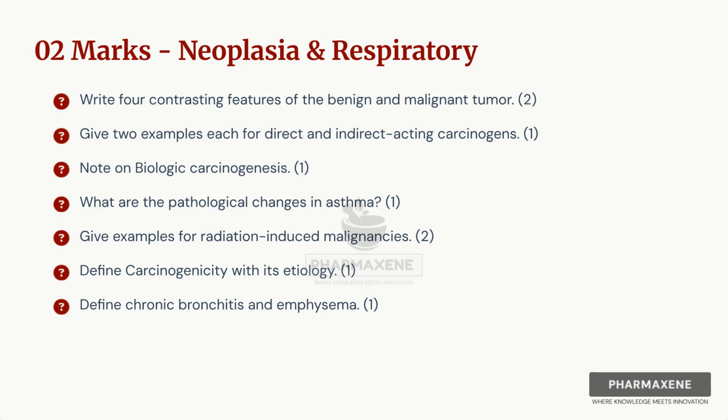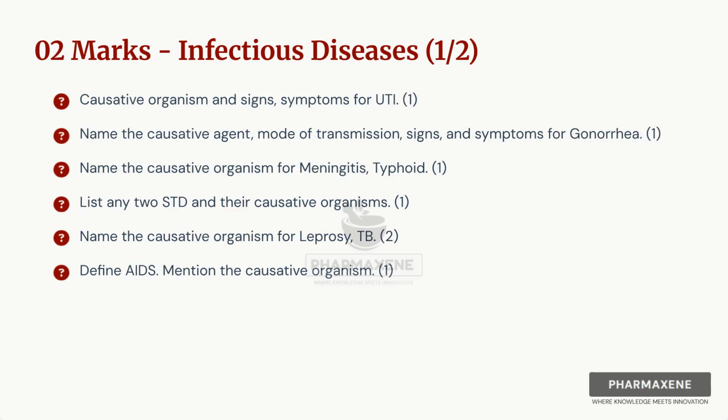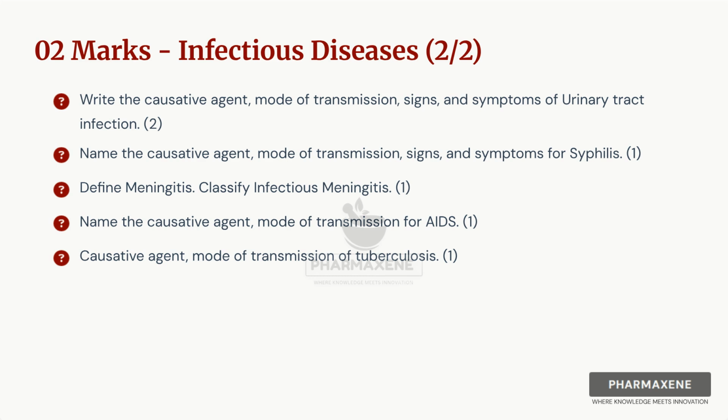chronic bronchitis, and emphysema. In infectious diseases, 2-mark questions cover UTI, gonorrhea, meningitis, typhoid, STDs, leprosy, TB, and AIDS, their causative organisms and symptoms. Further 2-mark questions on infectious diseases include details about UTI, syphilis, meningitis classification, and the causative agents and transmission modes for AIDS and tuberculosis.